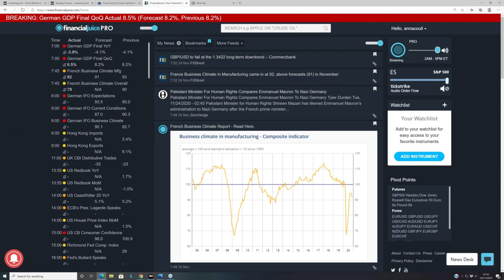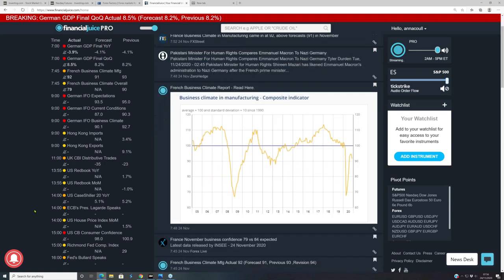What have we got? Yes, this one here at 2 o'clock. We've got Lagarde speaking. Now, that doesn't appear on Forex Factory. That's actually quite important because it's just before Wall Street opens, but the Forex bit of Wall Street has already opened. And we've got consumer confidence at 3 o'clock as well.